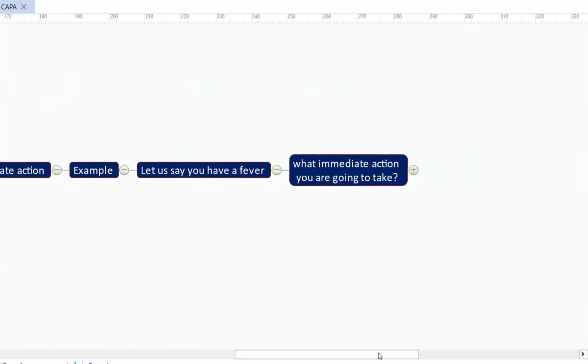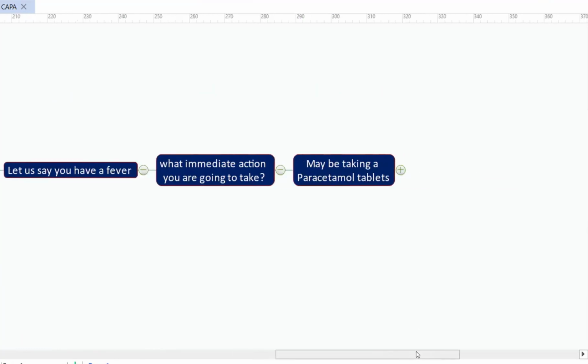What immediate action are you going to take? You may take the paracetamol tablet to just have relief from the fever for a small amount of time. Maybe for at least this night, I will have a peaceful sleep, and then I will think about what next can be done. Am I right? You are going to do this only. If you don't have any other options, if you need immediate relief from the fever, you are going to take a paracetamol tablet.